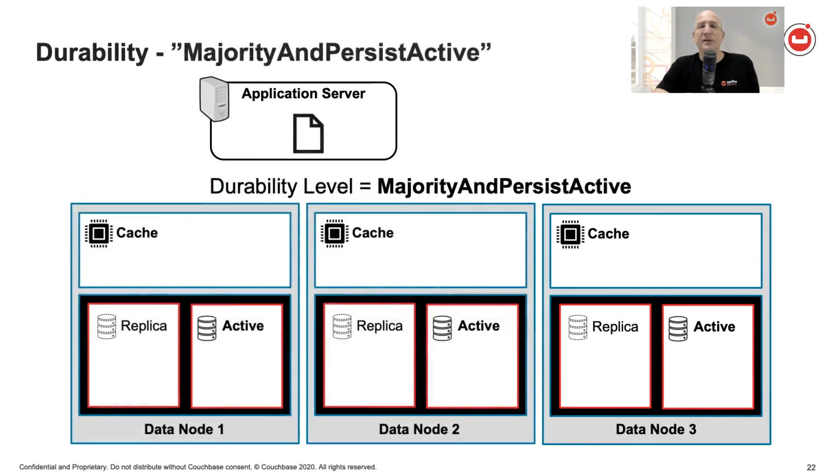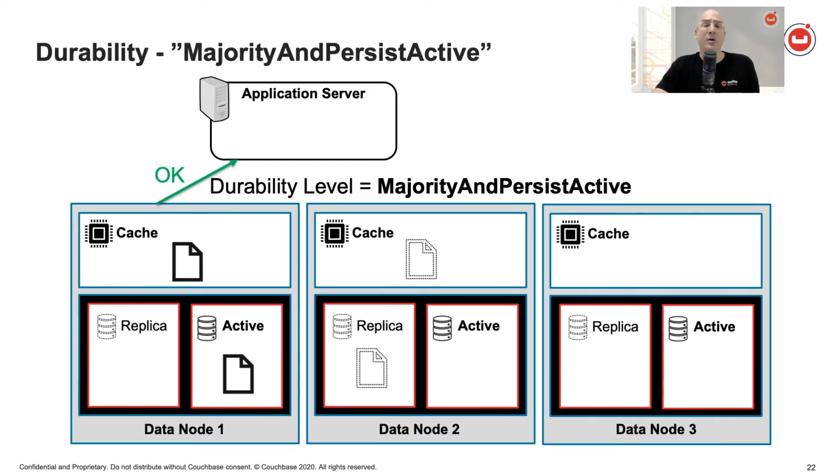That brings us to the next level of durability, which is majority and persist active. With this mode, the client sends the change to node 1, the node that holds the active vBucket. Node 1 replicates the document to node 2 and also persists the document to disk. Only when both operations are successful, then the client gets an OK from node 1. The document is also persisted to disk on node 2 asynchronously.